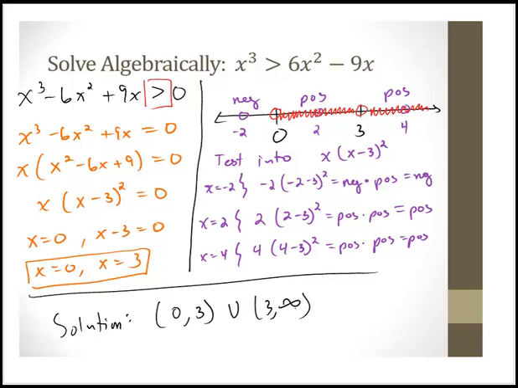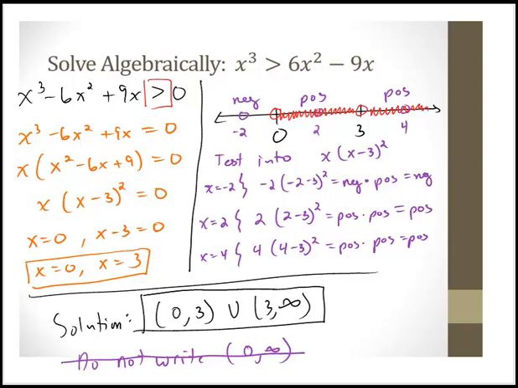I cannot write this, because this now includes the point where x equals 3. But I can't include x equals 3, because when x is 3, x cubed minus 6x squared plus 9x is equal to 0, which is not greater than 0. All right, so I have to write 0 to 3, union 3 to infinity.